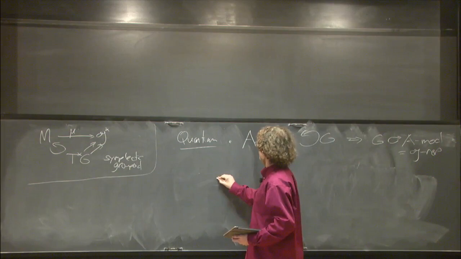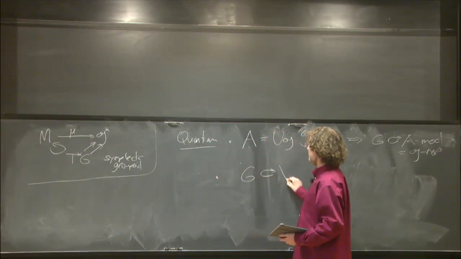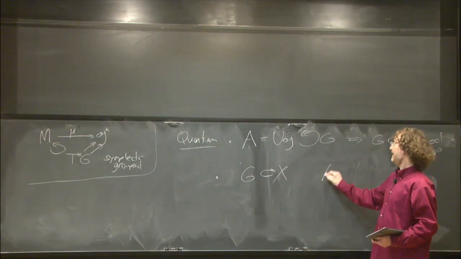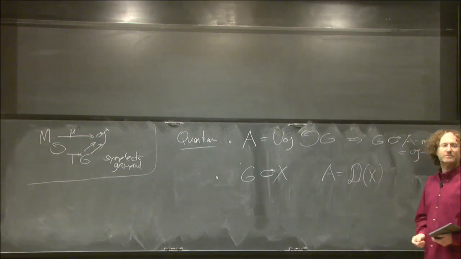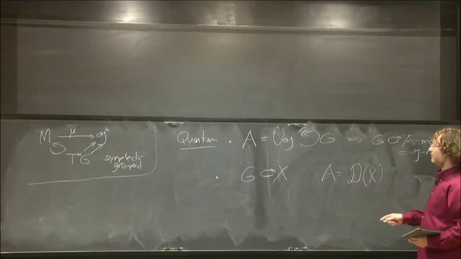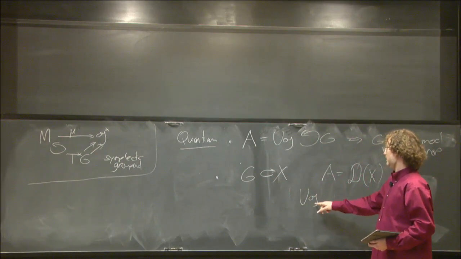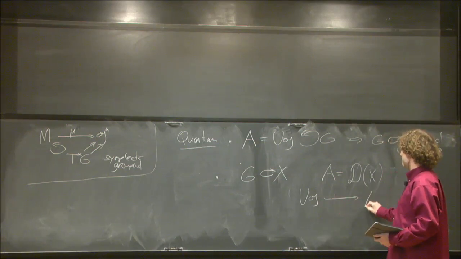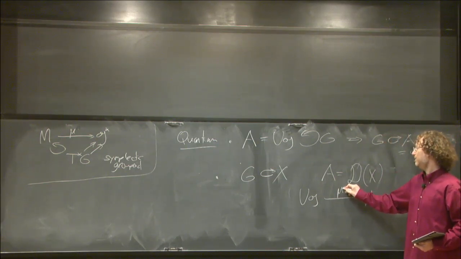Another example would be to take again the same setup. You have any space X on which G acts, and take A to be the algebra of differential operators on X. Okay. So if you look at the algebra of differential operators on X, well, if G acts on X, you get a map from the Lie algebra, or from the entire enveloping algebra, to A. This is the quantum analog of a moment map. Let me call it mu star.